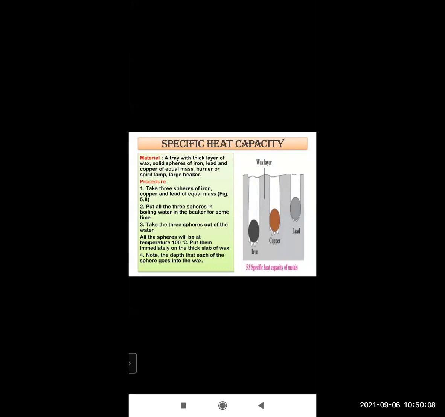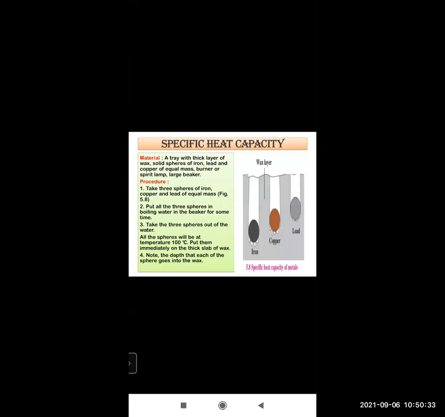Now see, what are the materials required? A tray with a thick layer of wax. So one tray is required, fully loaded with the wax. Then solid spheres of iron, lead, and copper. So three spheres are required, one each of iron, copper, and lead, of equal masses. Means each should have the same weight. Then a burner or spirit lamp and a large beaker. So these are the materials we require.